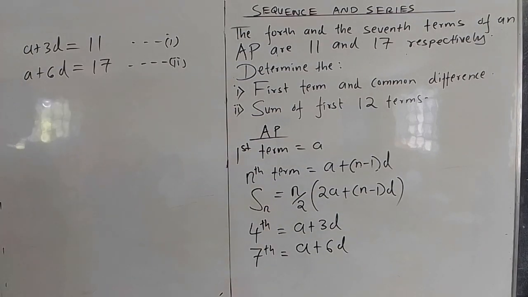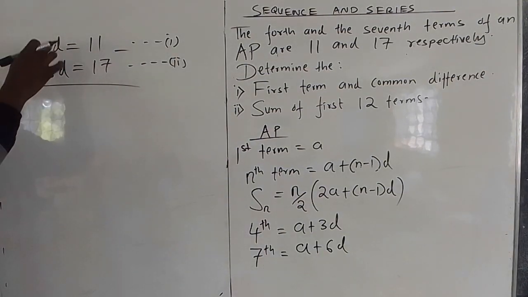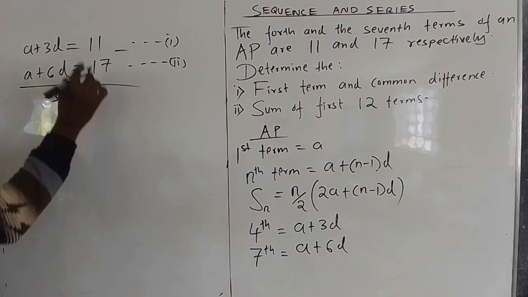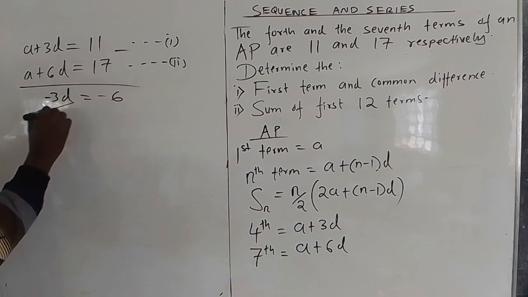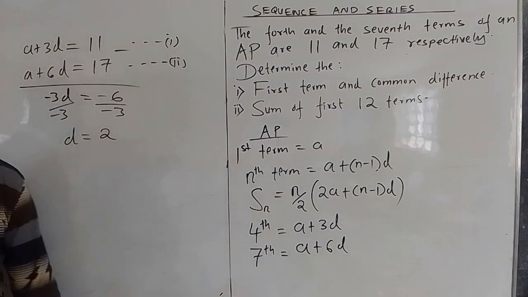So which method is appropriate here? Elimination is the most appropriate method, because if you subtract, it will be easier to eliminate A since they have the same coefficient, isn't it? So when you subtract the two equations, A minus A goes to 0, and 3D minus 6D gives negative 3D. On the right, 11 minus 17 gives negative 6. So what is D? We divide both sides by the coefficient of D, negative 3, and we find the value of D, which is equal to 2.